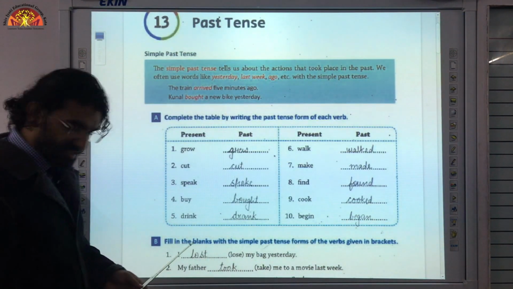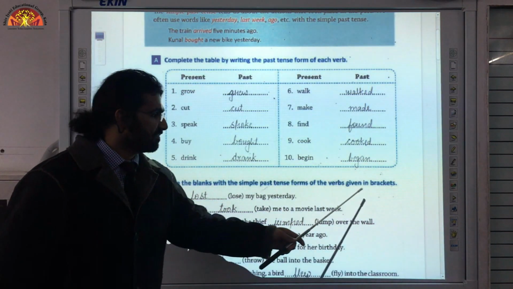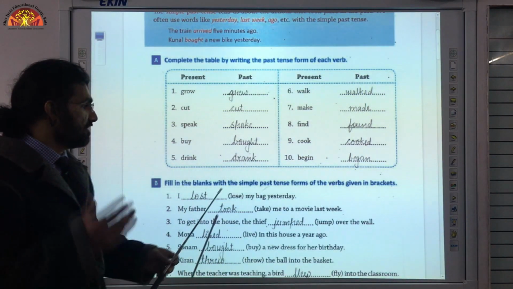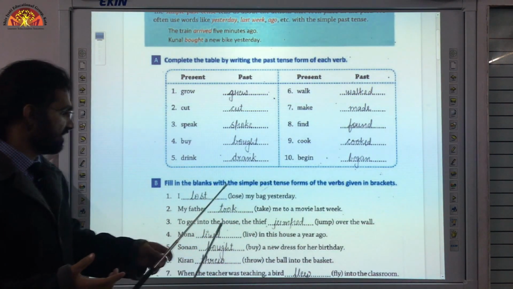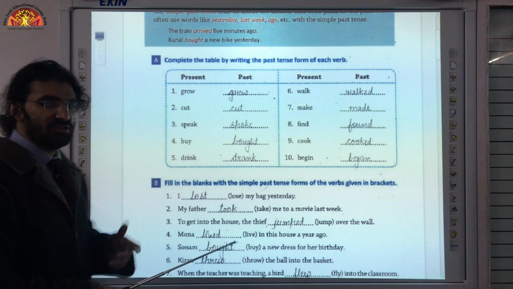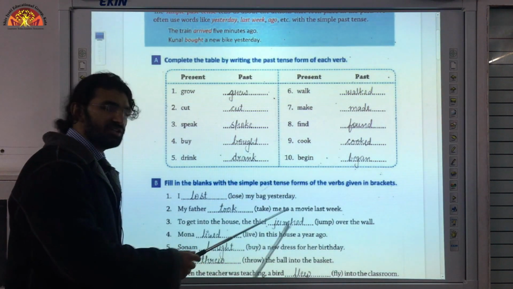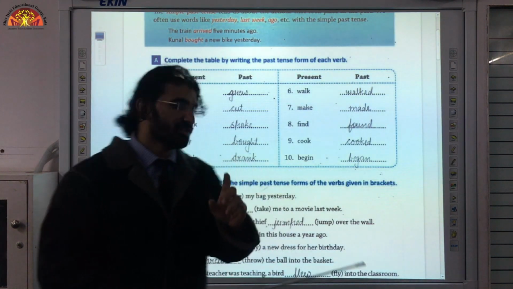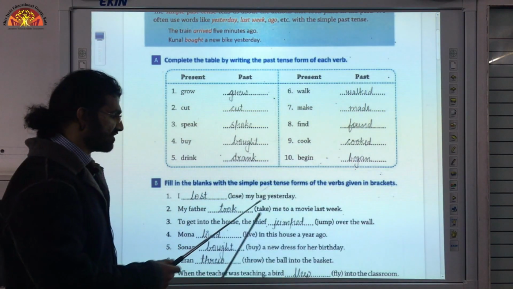Now we are going to see this exercise. Fill in the blanks with the simple past tense forms of the verbs given in brackets. We have these blanks here, and we have to fill in past tense forms of the verbs, and we have these hints in the brackets. We will just convert them. We will use the simple past tense form because that is what is needed here. I dash my bag yesterday. So it happened when? It happened in the past. It happened yesterday. So we can't write this form of verb here. We will have to write lost. I lost my bag yesterday.